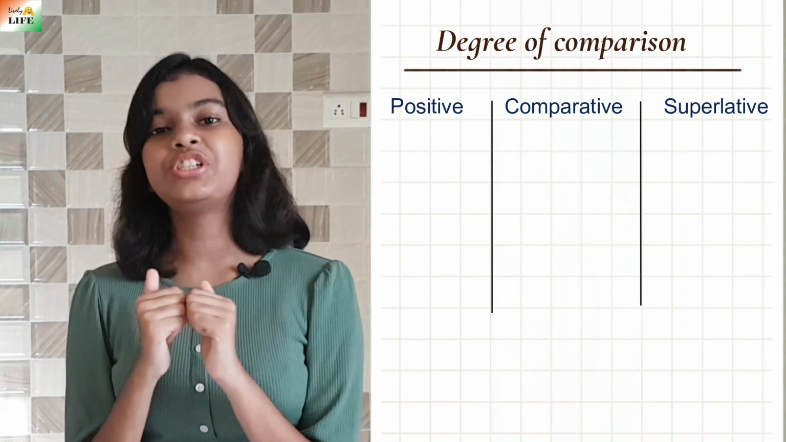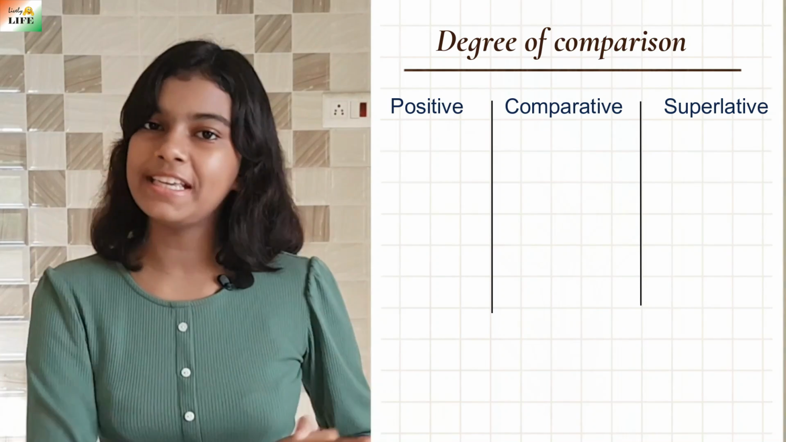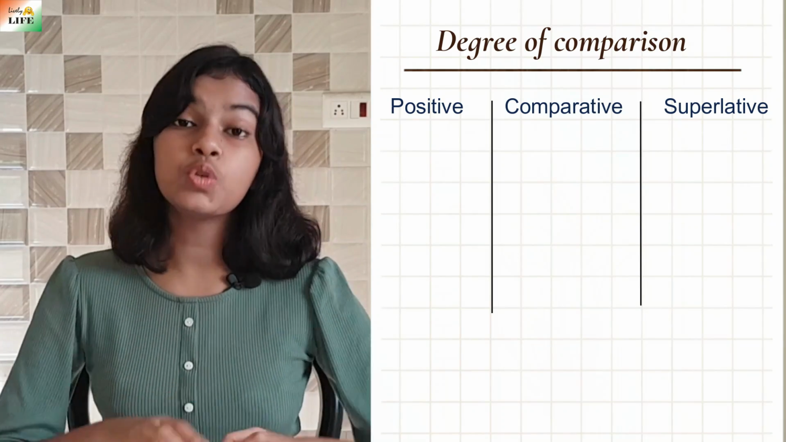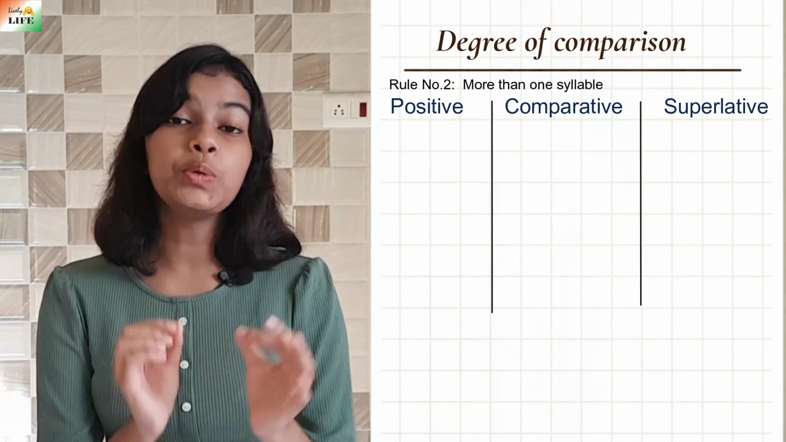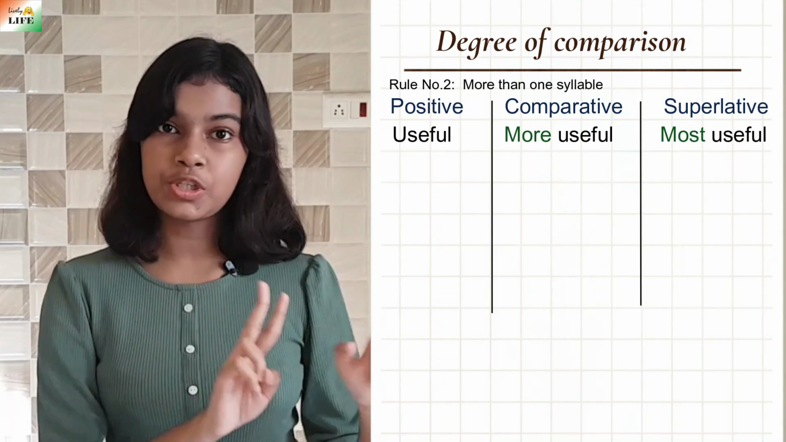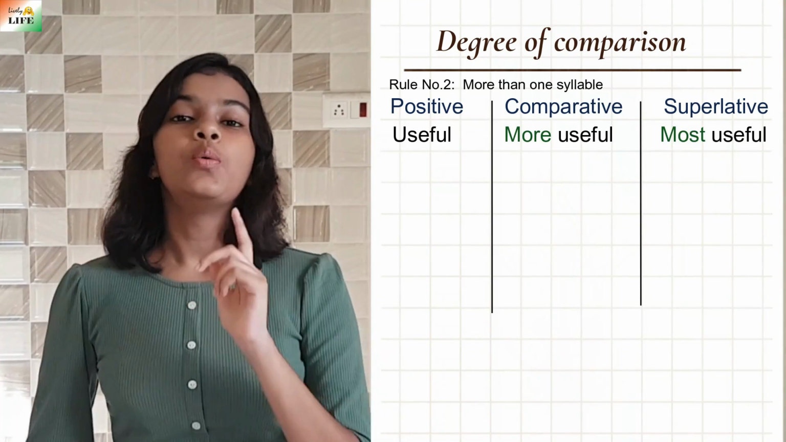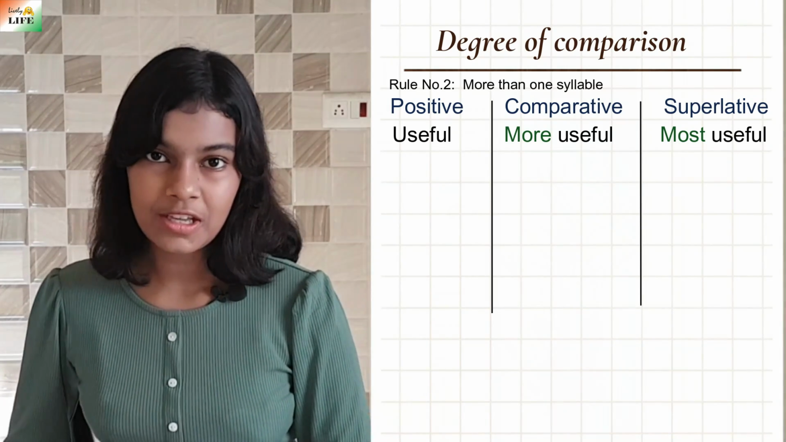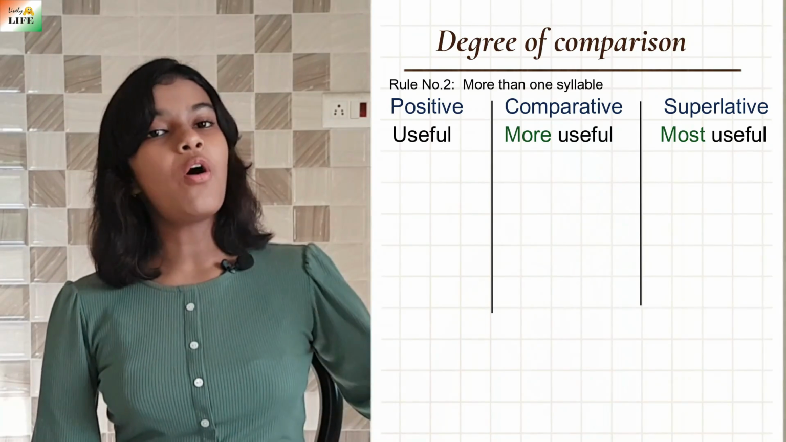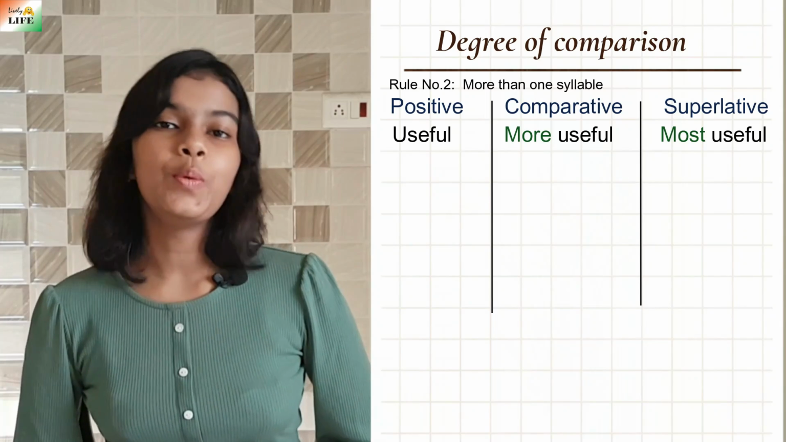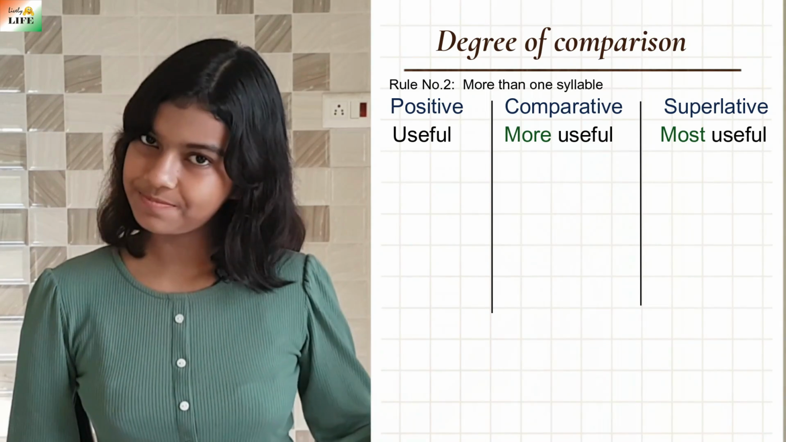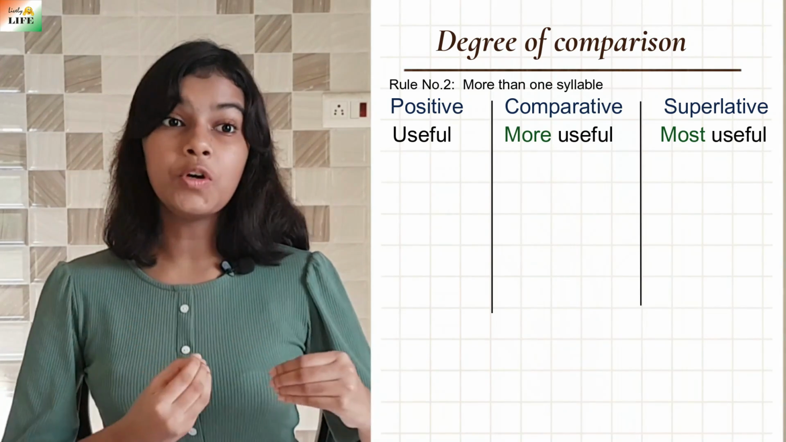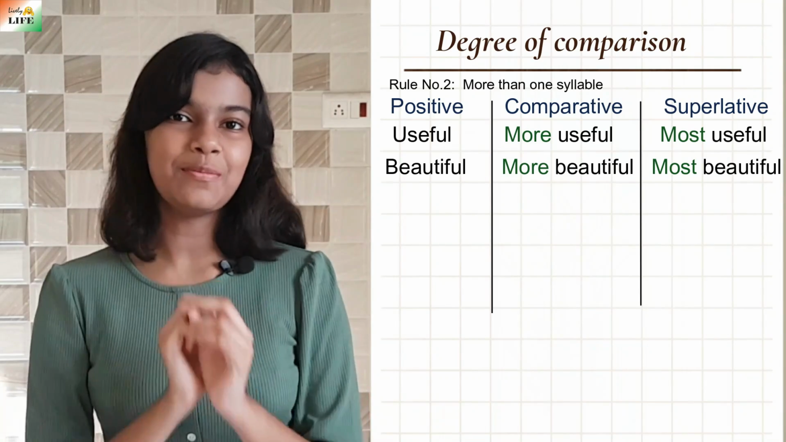So now let's move to the adjectives where we do not use ER or EST. Okay, these adjectives are mostly made of two syllables. Okay, two or more syllables. Suppose useful. There are two syllables in this word, right? So there we do not use ER and EST. We use more and most. So for the comparative, we use more or less. For the superlative, we use most or least. More useful, the most useful. More beautiful, the most beautiful.